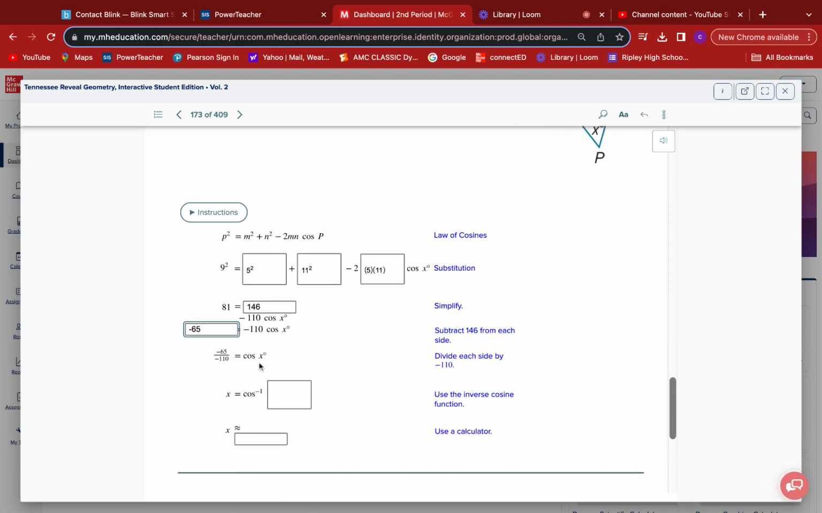All right, here we go. There's that inverse I said earlier. You're looking for an angle, which means you've got to do inverse cosine of this. Negative 65 divided by negative 110. So everybody grab your calculator, put in inverse cosine, however your calculator works. Put in negative 65 divided by negative 110 in the parentheses and hit enter.